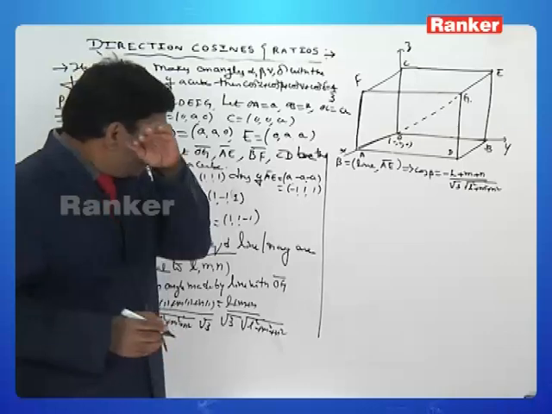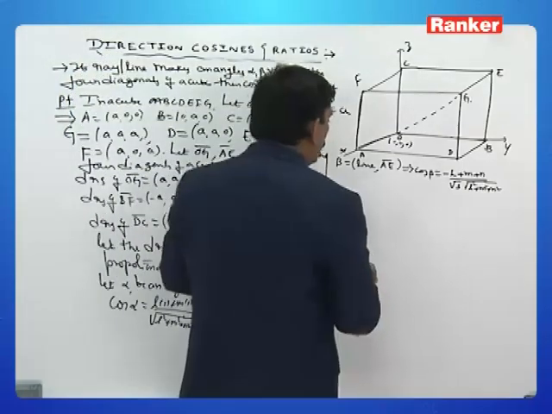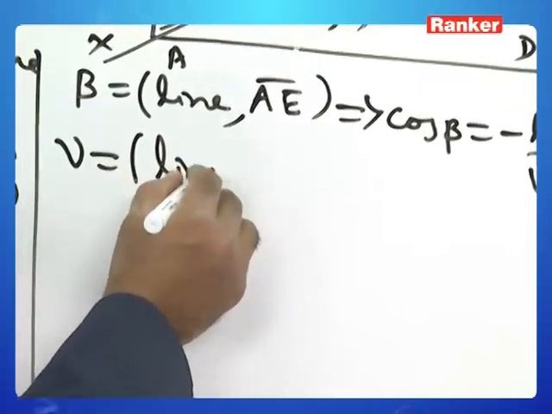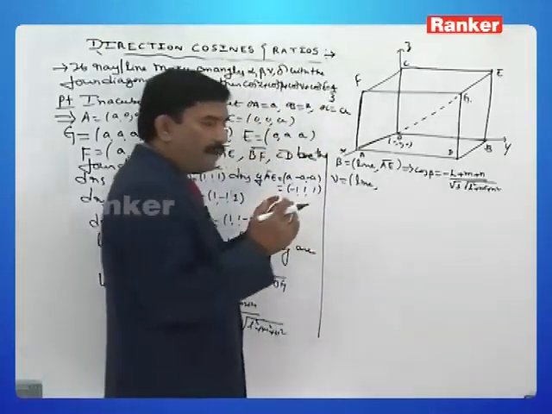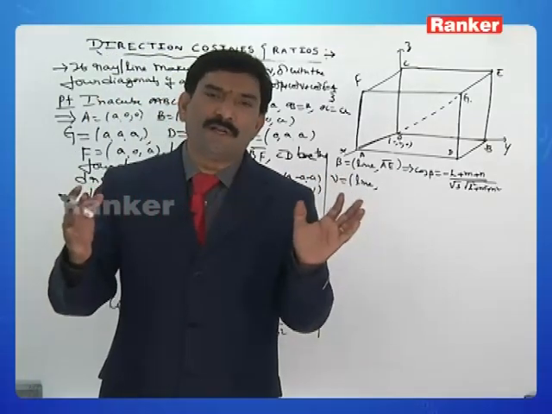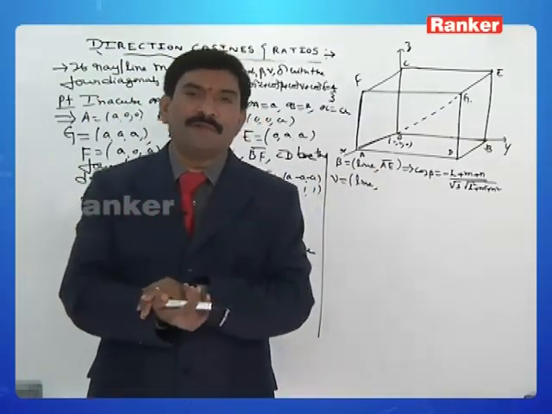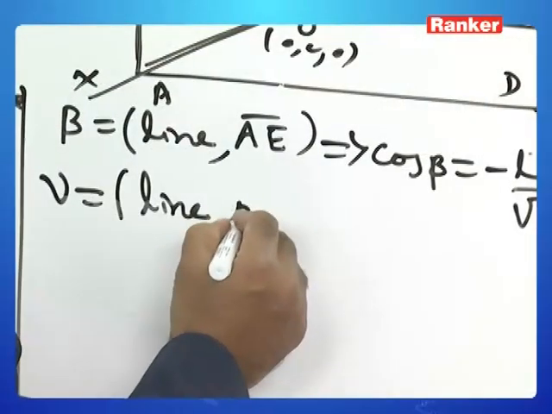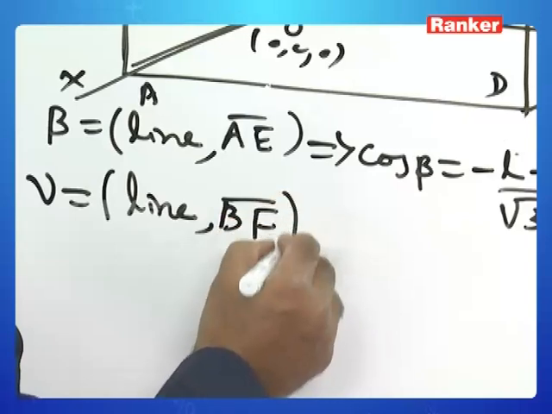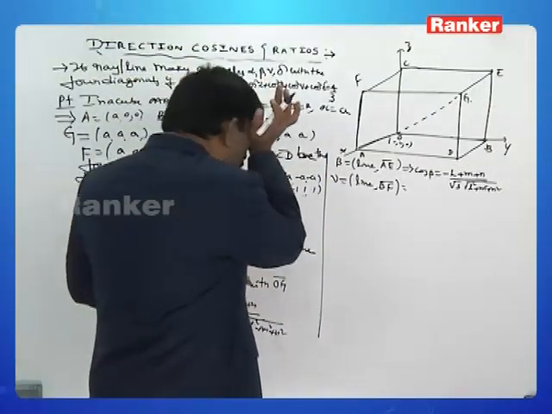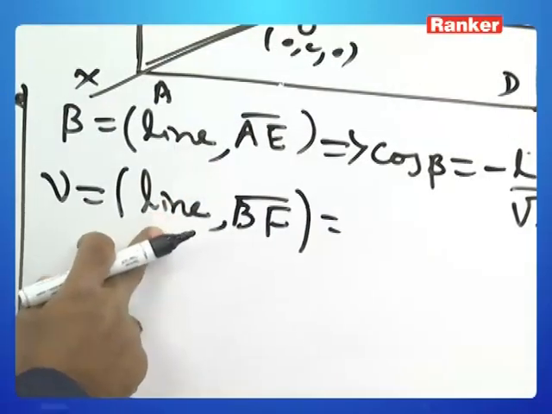Okay, so now I got it. So therefore, now gamma is the angle between a required line or a ray which makes an angle alpha, beta, gamma, delta correspondingly with the four diagonals. So therefore, now I can write BF bar, right? BF bar is equal to BF bar.